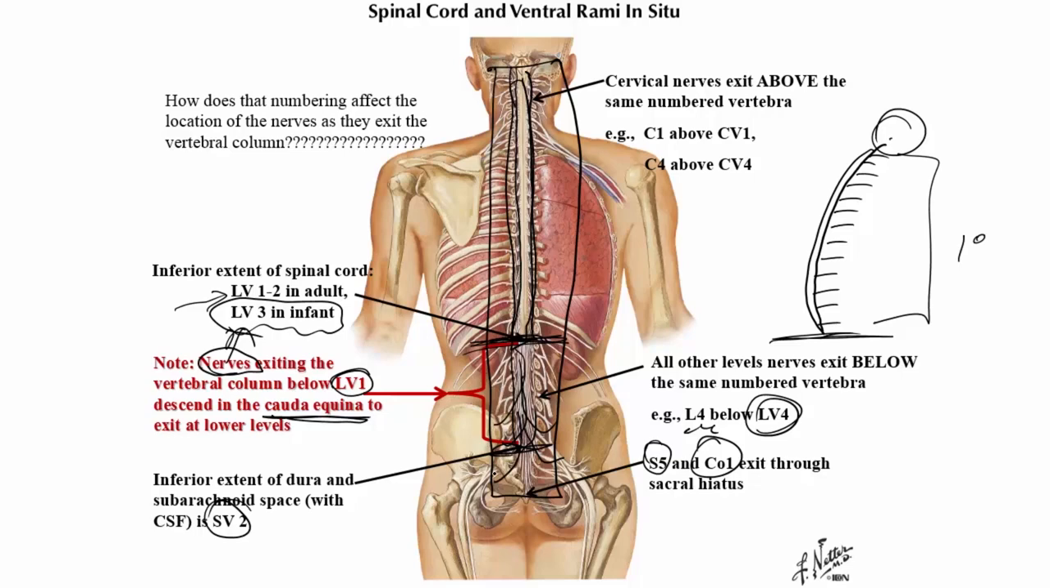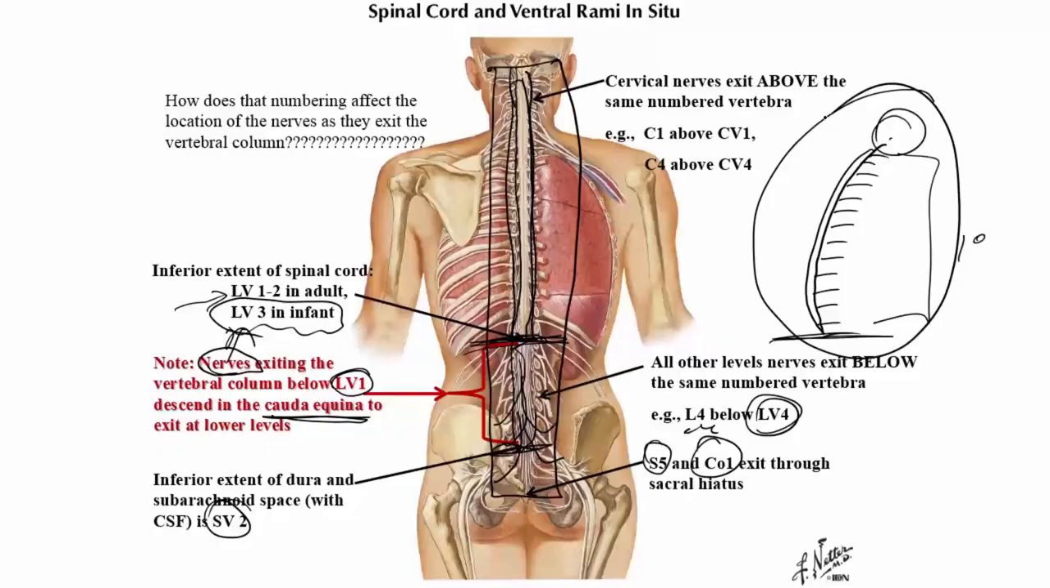So when you're in the fetal, embryonic stage, the nerves come out and they exit straight out of the vertebral column at the same level. But when that differential growth occurs, nerves are brought down. They still exit where they're supposed to. So L4 still exits below LV4. But remember, the cord ends at LV1 and LV4 is down here. So those nerves have to descend.